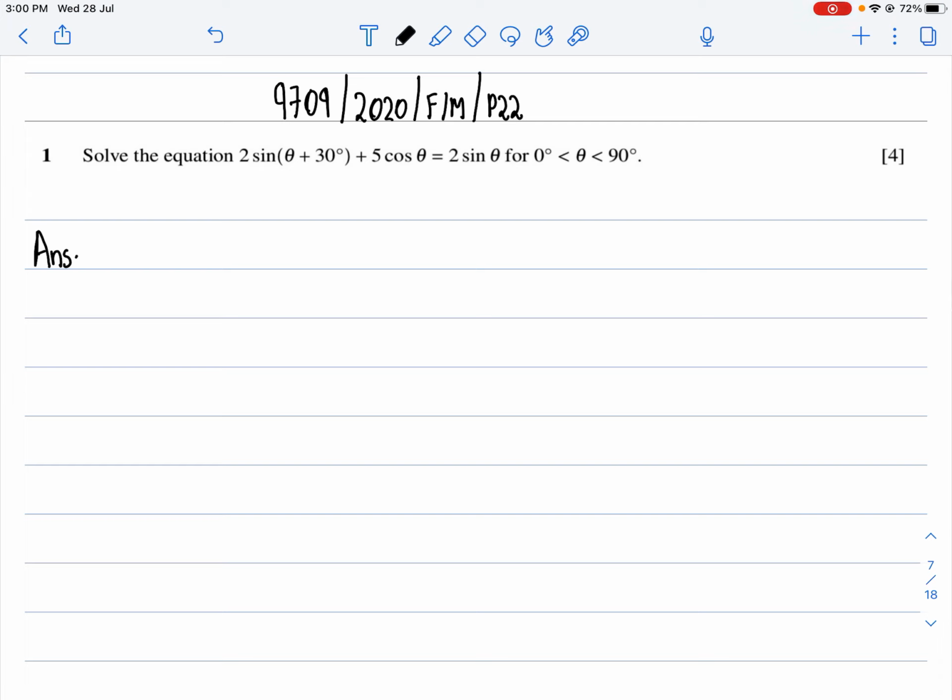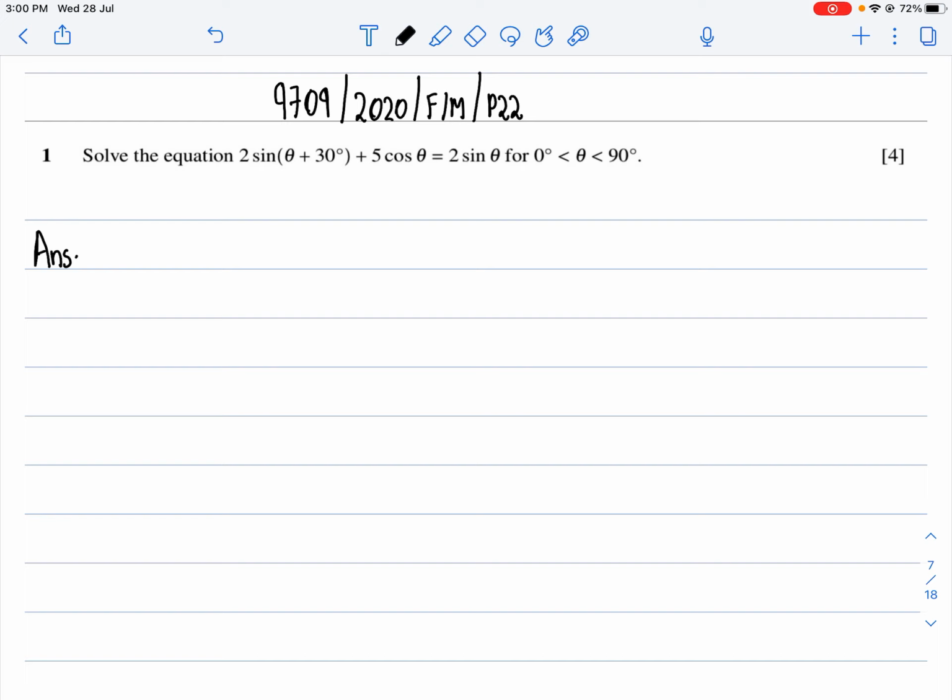Which is basically from 2020, Feb March paper 22. We need to solve the equation 2 sine (theta plus 30 degrees) plus 5 cos theta equal to 2 sine theta, where theta lies between 0 degrees and 90 degrees. This is what I simply have.